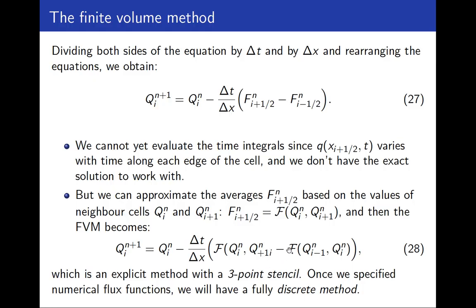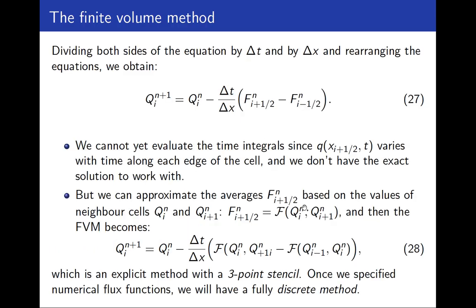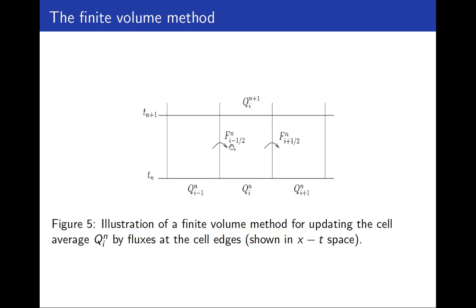So once we have specified these flux functions, we will have a fully discrete method. So this is another image that represents the finite volume method from equation 28. So we have the values of q at each cell.